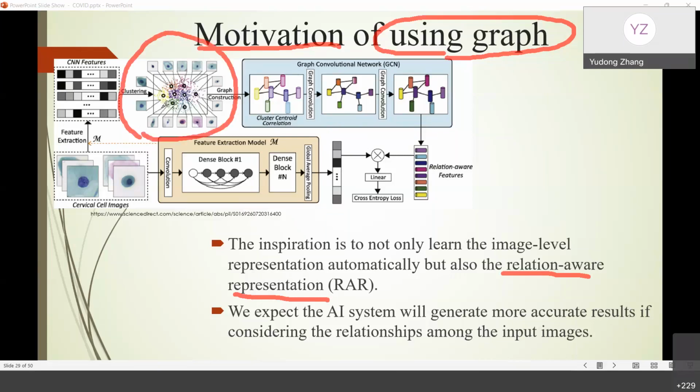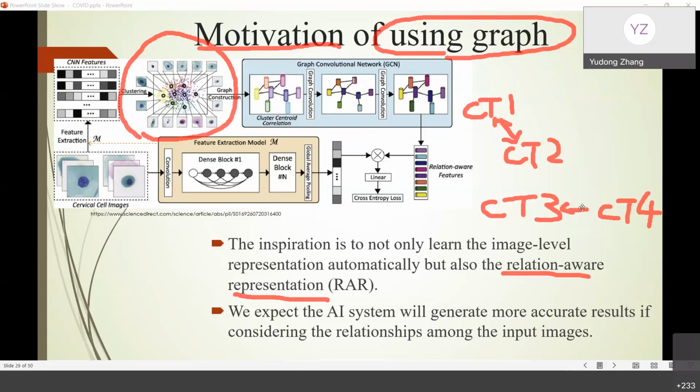You can think every node and every clustering center is a COVID-19 image. Let's say we have some COVID-19 CT1 and CT2. Maybe CT1 and CT2 look very similar, so we can build a link between them in the graph. And meanwhile, we have CT3 and CT4. Maybe those two CTs are quite similar with each other.